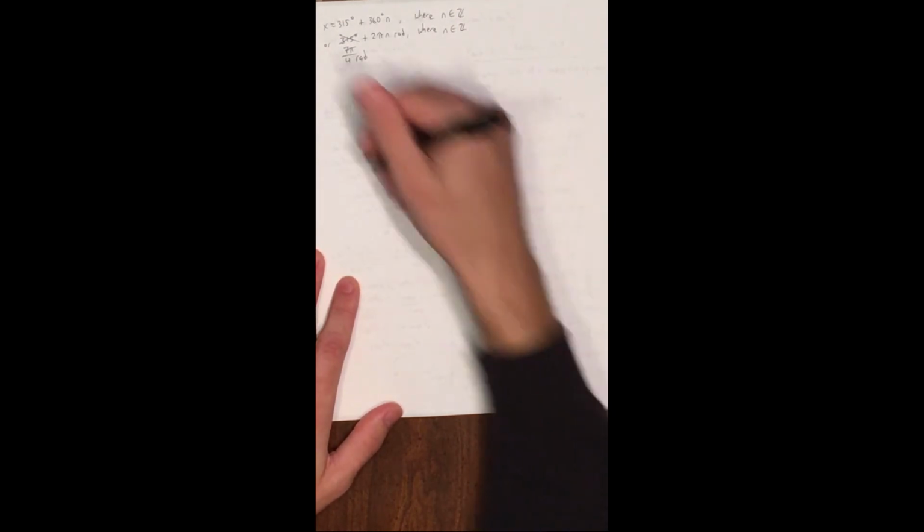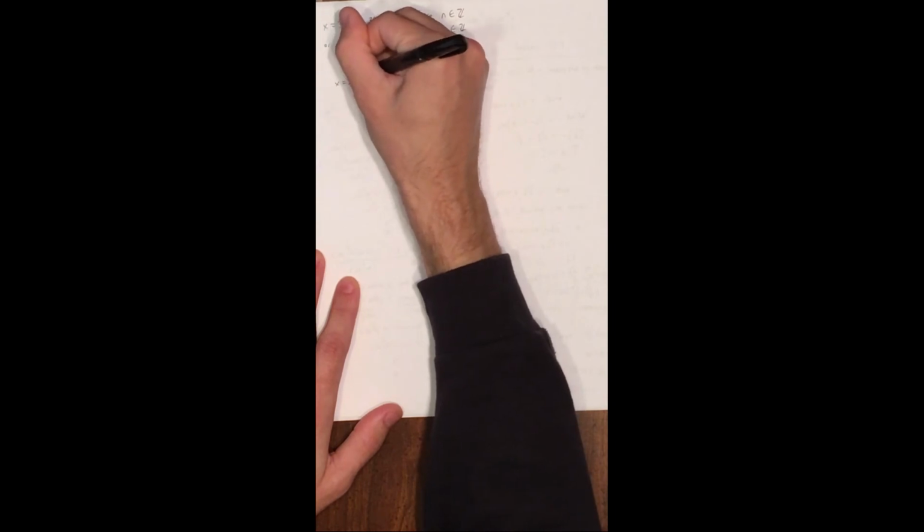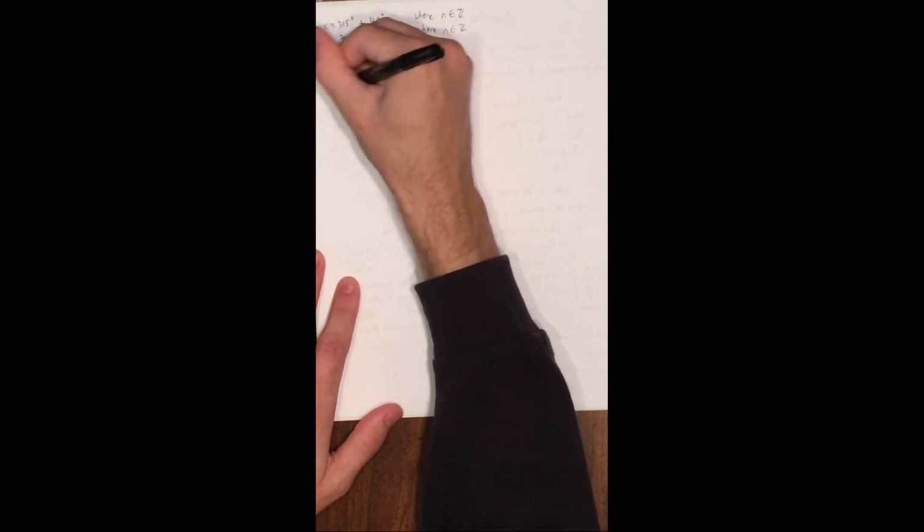For me, I am fine if you just give one angle that's within the correct range, and you don't have to add the plus 360 degrees times some integer. That's fine. All right, let's look at another problem here.